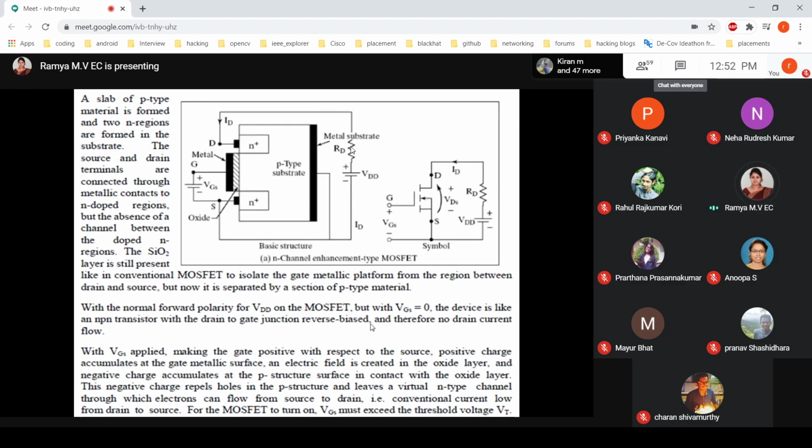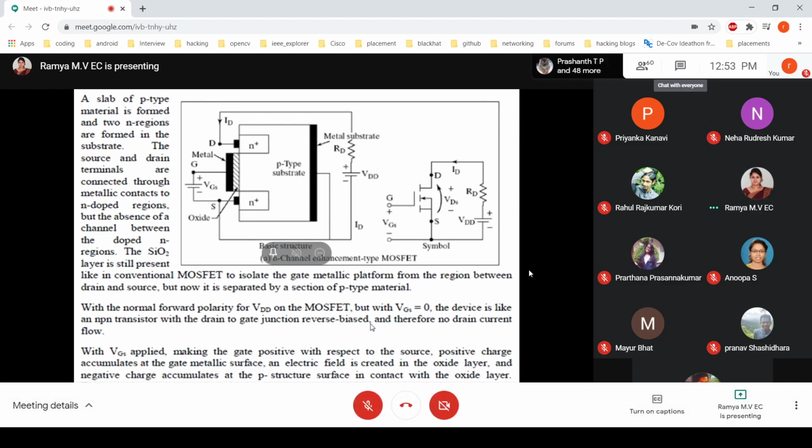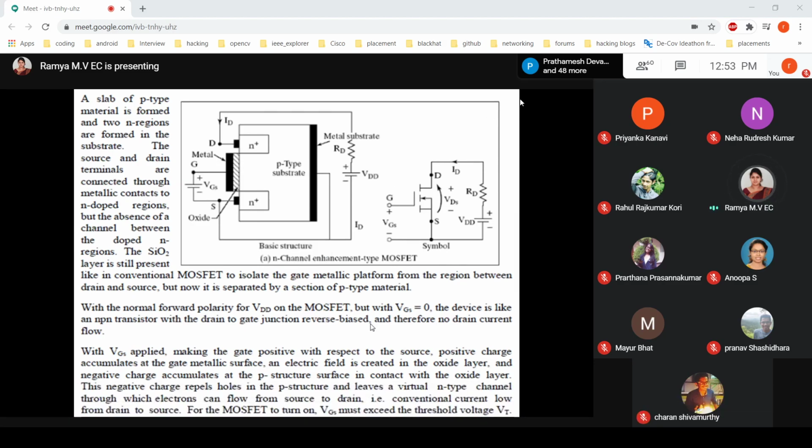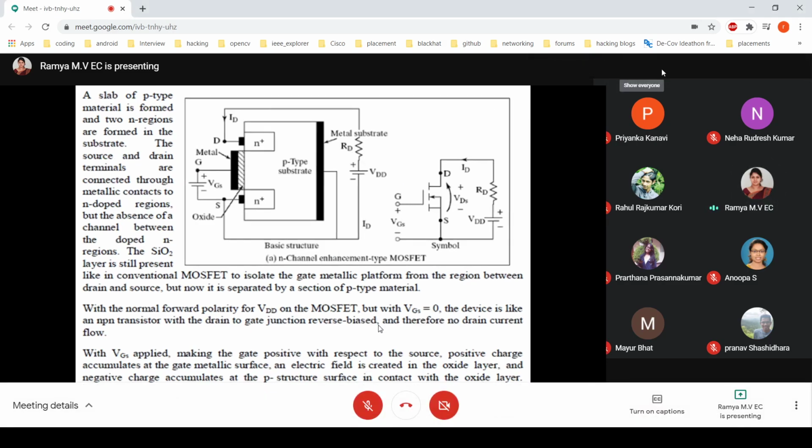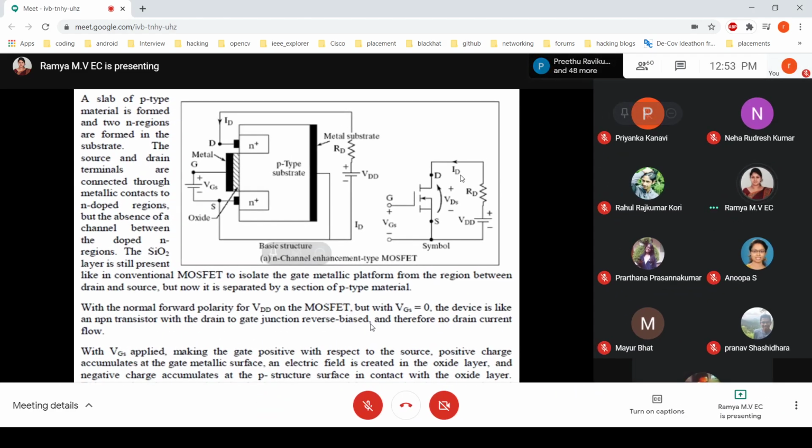So the working of this N channel enhancement MOSFET is similar to that of the conventional MOSFET. When we apply VGS equal to 0 volts, it acts just like an NPN transistor. If I apply some positive voltage to the gate terminal, only then will the virtual channel be present. Near the gate terminal the N channel will be created, hence the flow of electrons will be there from source to the drain.